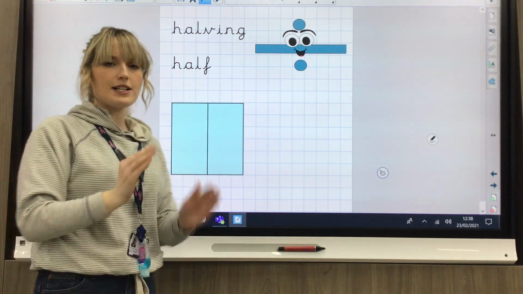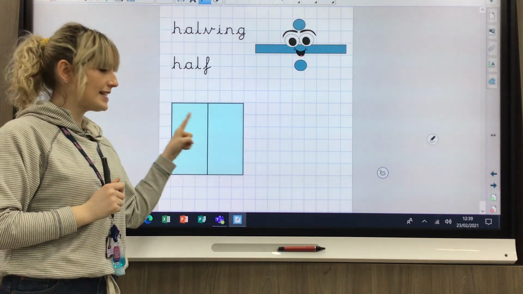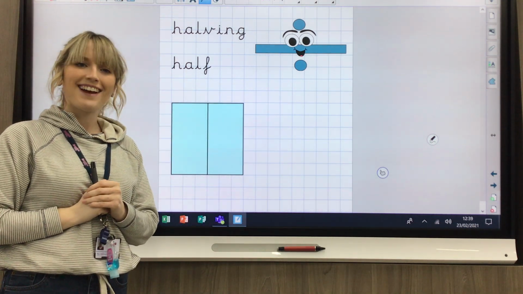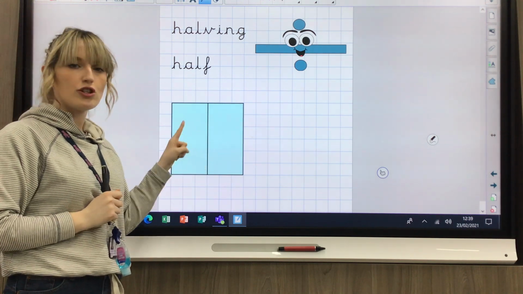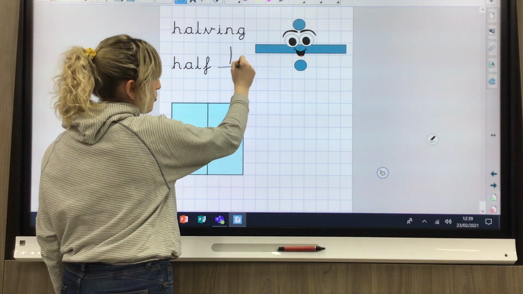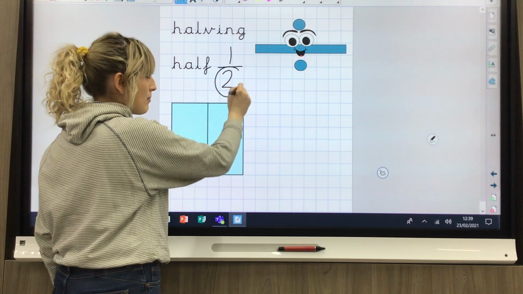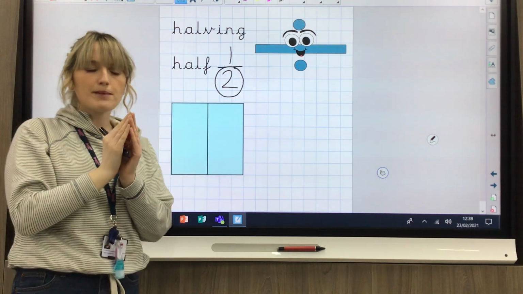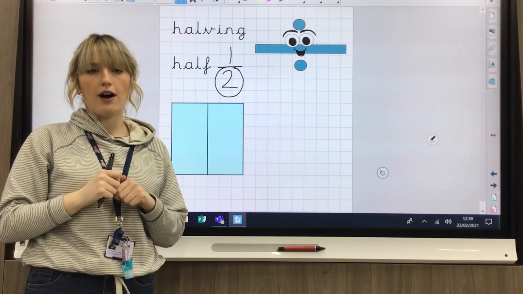So if I'm splitting something in half, what am I splitting it into? Well done if you know, I'm splitting it into 2. And we know that when we write a half, it's 1 over 2. So my denominator, my bottom number, is 2, because when we're splitting in half, we're splitting into 2 equal parts.